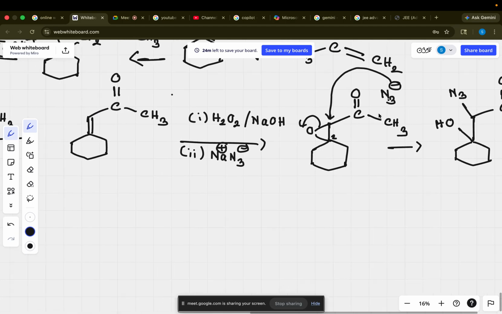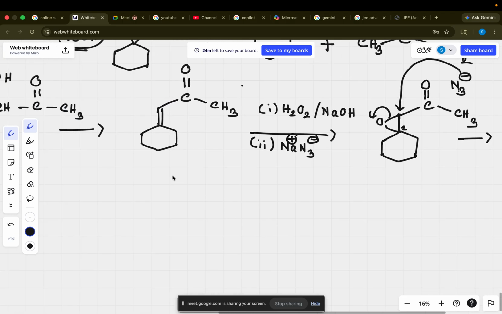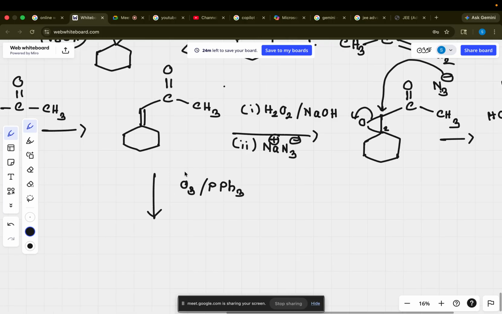Clear, right? Another question they have given: from this intermediate, if you do ozonolysis of this intermediate, O3 in presence of PPh3, okay.